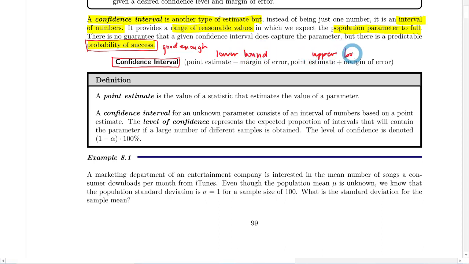To get the upper bound and lower bound, we have to do some sort of calculation, and that involves statistics in our calculator. If we have a point estimate, our point estimates in this class will just be the sample mean and the sample proportion. And then we have what we call the margin of error.